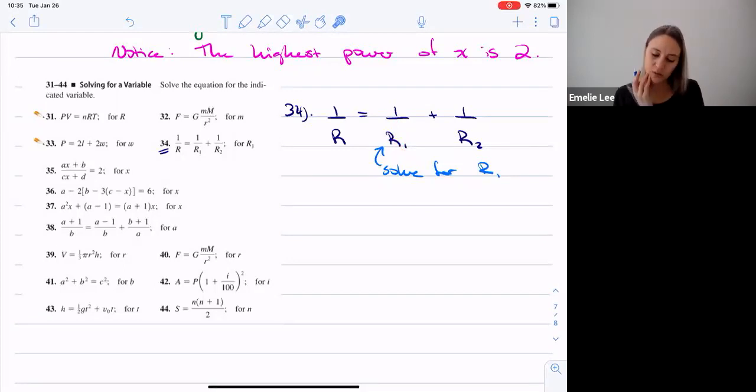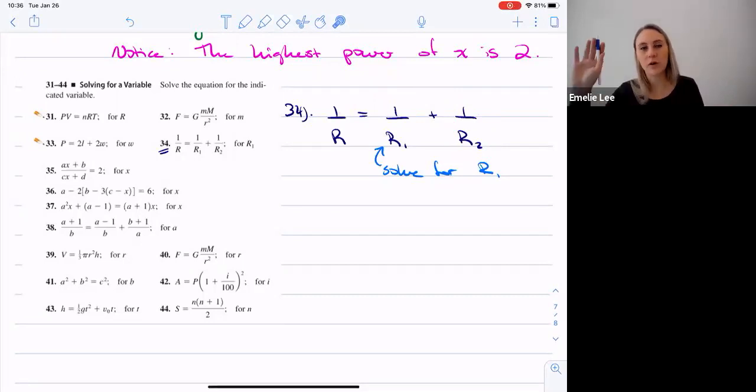Now, there are a couple of ways that we can do this. One thing I need to remember is that I'm not allowed to just multiply by this R1 over here, because in order to do that, I would need to extract an R1 from R2, and there's no easy way for me to do that. So what I'm going to do is first move this 1 over R2 over to the left-hand side.